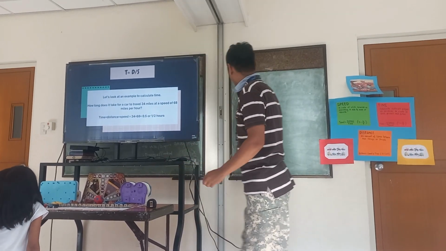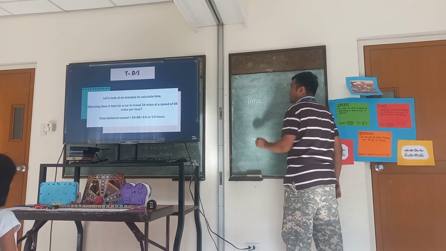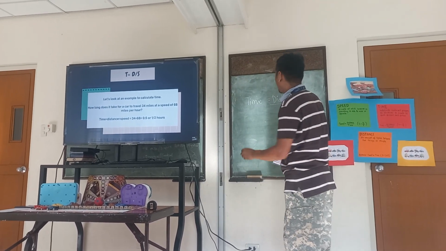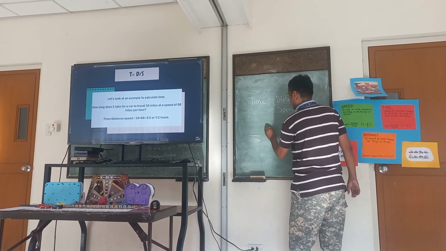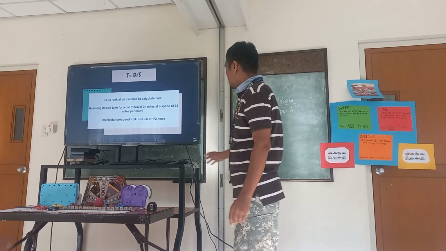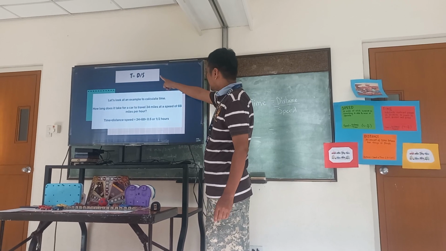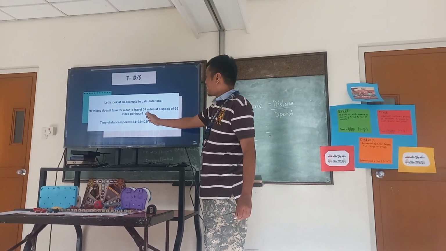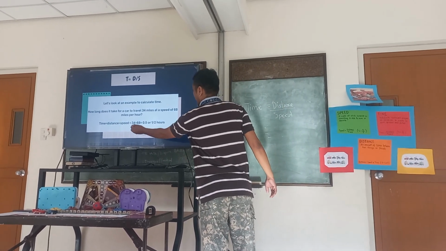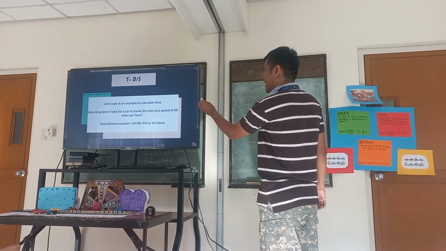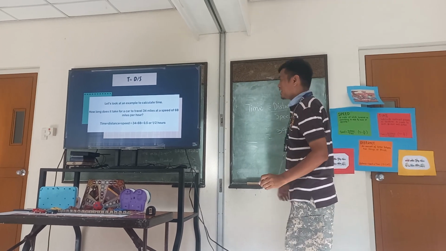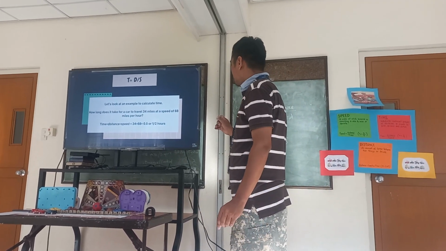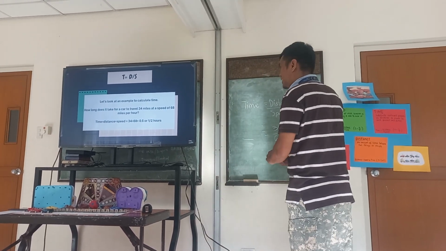And for the time, we need to divide the distance over speed. So, ito siya. In order to get the time, we will divide the distance by speed. How long does it take for a car to travel 34 miles at a speed of 68 miles per hour? Okay. Makita natin. So yung distance is 34 miles and 68 miles per hour. Okay? I-divide lang natin ito, class.